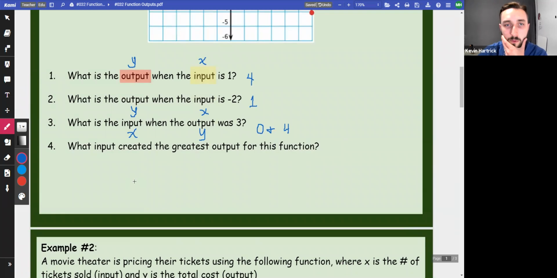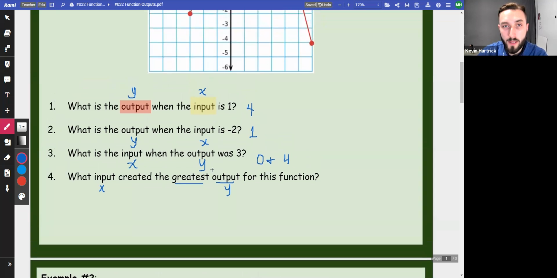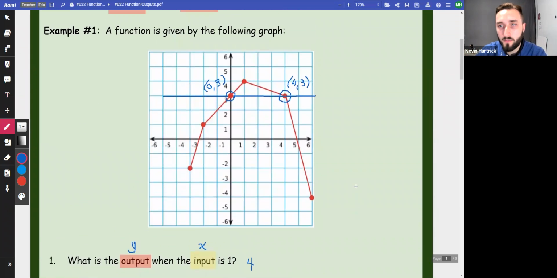Okay, last question, and then we'll move on to the next page. What input created the greatest output for this function? Remember, inputs are x's, outputs are y's. Greatest means largest. We talked about last lesson that functions are like computers. An x value is put into this computer, and out spits some output, in this case a y value. So which y value is the largest is what we're trying to look for on this graph.